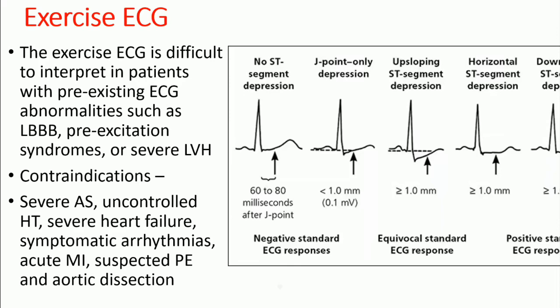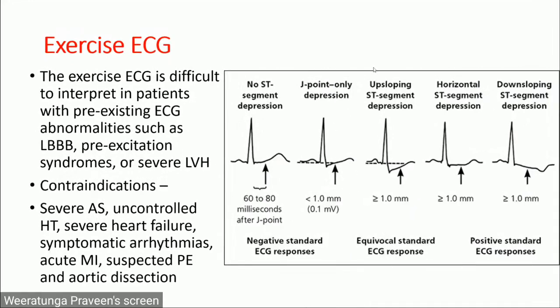Right. But if you manage to do an exercise ECG, the most important changes are these two. Look at this figure, look at this picture here, children. Right? So the positive ones are horizontal. So during exercise, if you see a horizontal ST depression or a downsloping ST depression, these are your positive responses or positive findings for significant coronary artery disease. Horizontal ST segment depression and downsloping ST segment depression. J point depression with upsloping is negative to equivocal. So the most significant findings are horizontal and downsloping ST segment changes. Right. That's an important fact to remember.